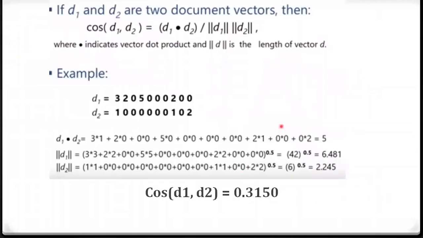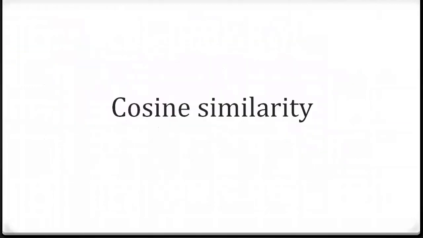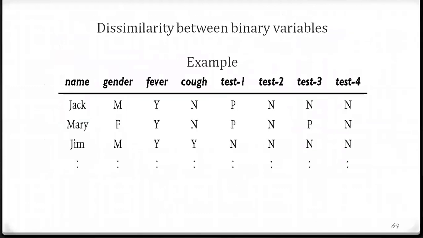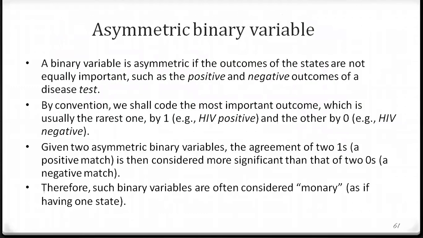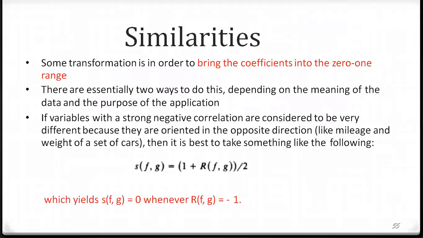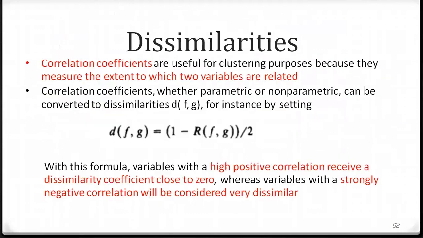So in this lecture, we have discussed cosine similarity, dissimilarities and similarities, and how it is being calculated. And then we also discussed how you can compute normalization and standardization.